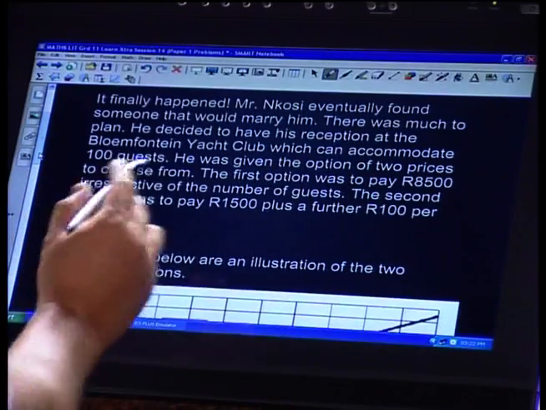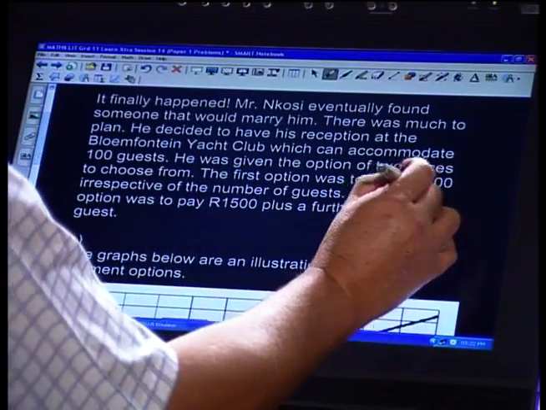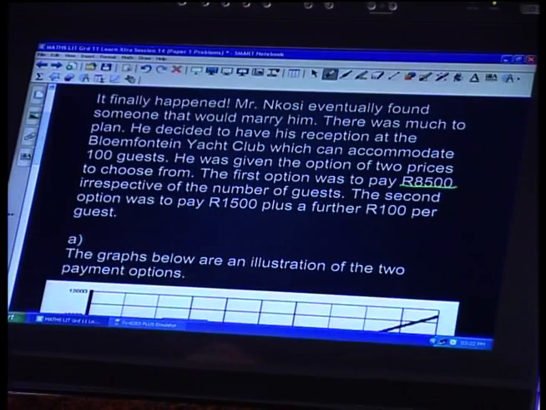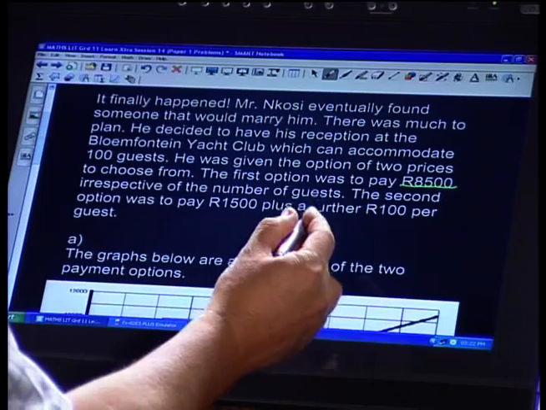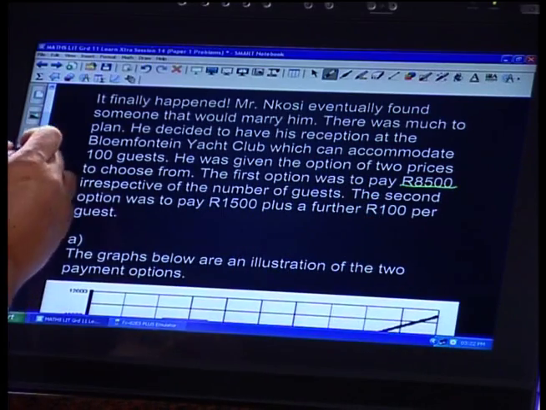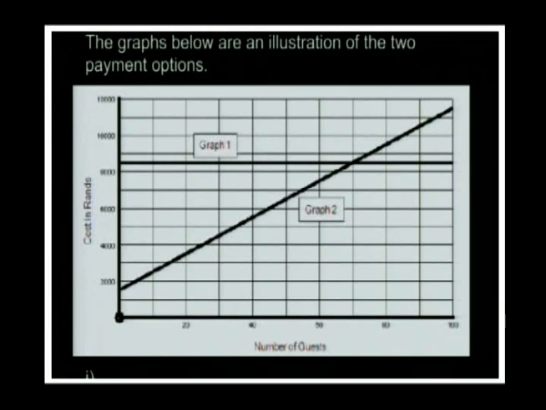And he was given an option of two prices to choose from. The first option was to pay 8,500 Rand, irrespective of the number of guests. But remember, it can't be more than 100 because it can only cram 100 into this yacht club. The second option was to pay 1,500 Rand plus a further 100 Rand per guest. Now, the graphs below are an illustration of the two payment options. Let's have a look at this.